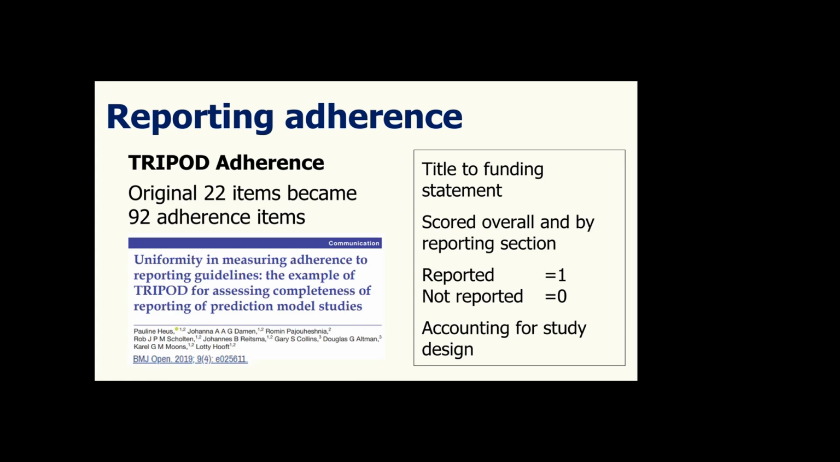For the methods, to evaluate the reporting adherence, we used the TRIPOD guidelines, which are the recommended reporting guidelines for prediction model research, consisting of 22 items. There is an adherence checklist that was published back in 2019, which we used to formally assess the adherence of these studies to TRIPOD, where we looked at the title all the way down to the funding statement and scored whether the items were reported or not, and we accounted for study design within that scoring.